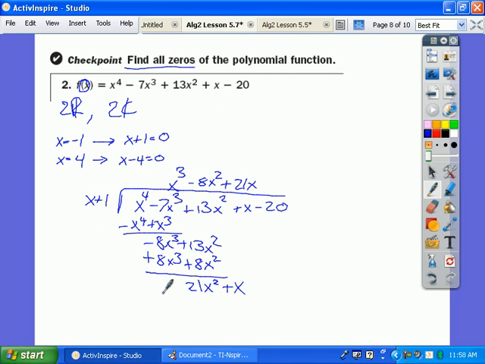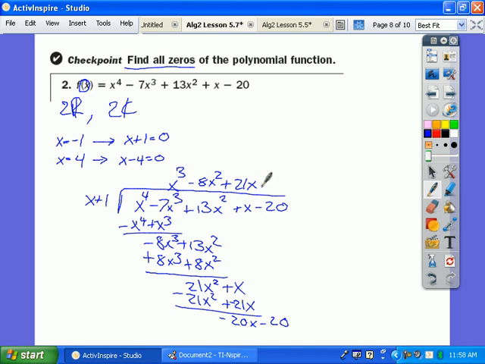Divide 21x by x, multiply, and we get 21x squared. 21x times 1 is plus 21x. We subtract, change the signs. Negative 20x minus 20.